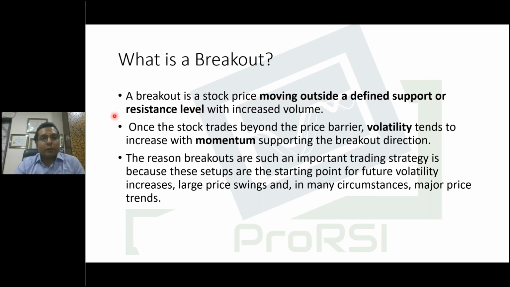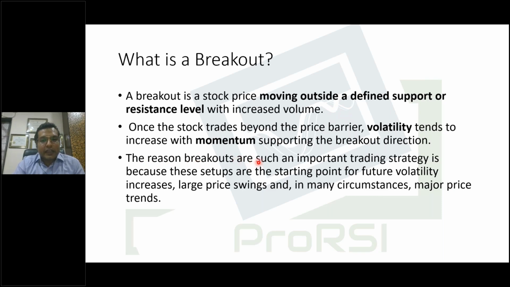So, moving outside a defined support and resistance level with increased volume, these are the first requirements of a breakout. Second, once the price starts to move beyond the barrier, the volatility tends to increase, with momentum supporting the breakout direction. It's not only important for the price to break out in a single direction beyond a support or resistance level. We need the push of volatility as well as momentum to support this breakout. If there is a breakout and we don't see volatility expanding and momentum supporting it, there are high chances that the breakout will fail.